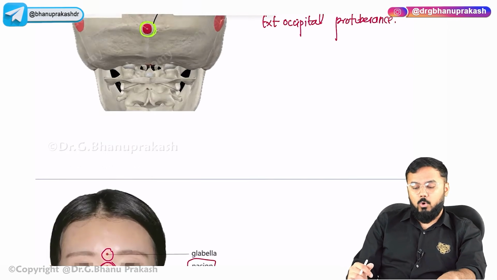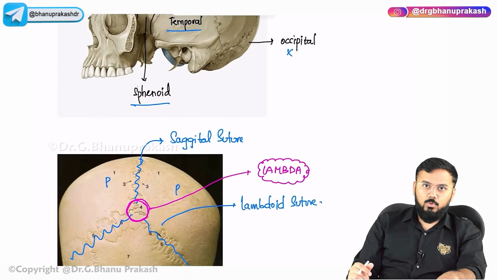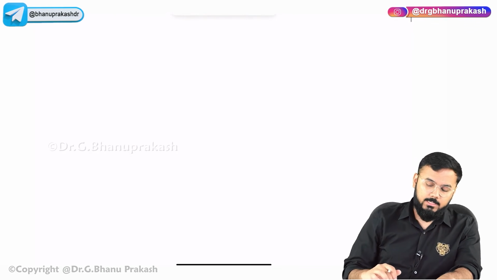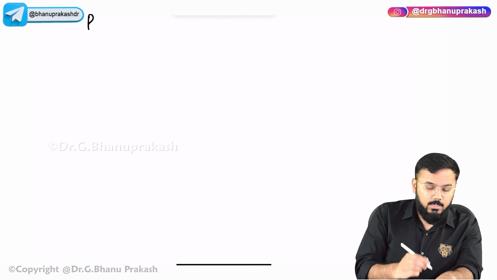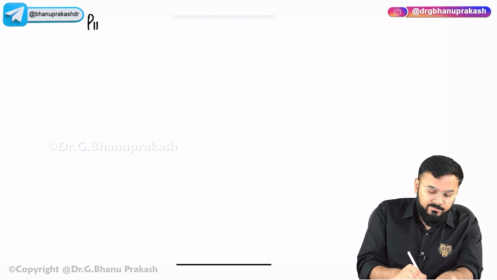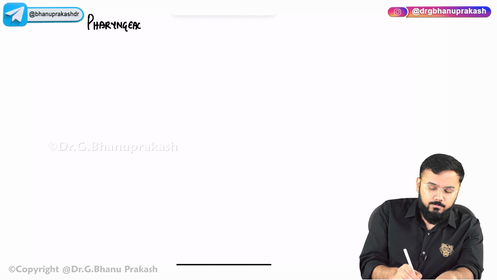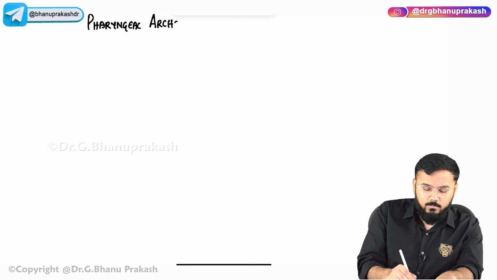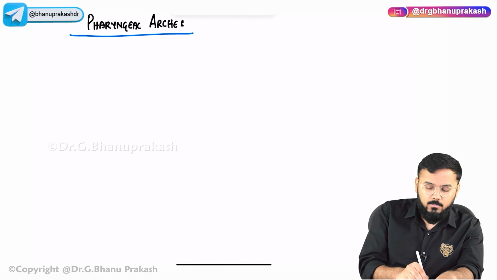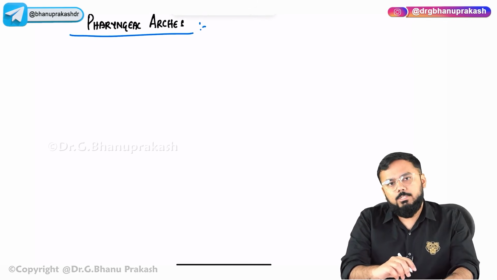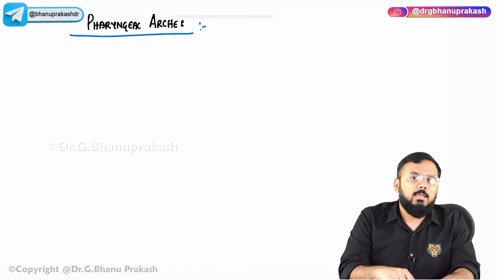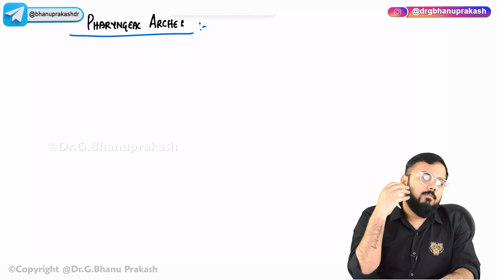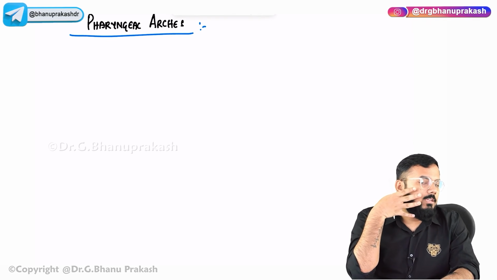So these are some of the important bony landmarks which you need to know regarding the skull. Now after these bony landmarks, the second topic which we shall be discussing is the pharyngeal arches. So what are the pharyngeal arches? They are very important. There are around 5 arches here.